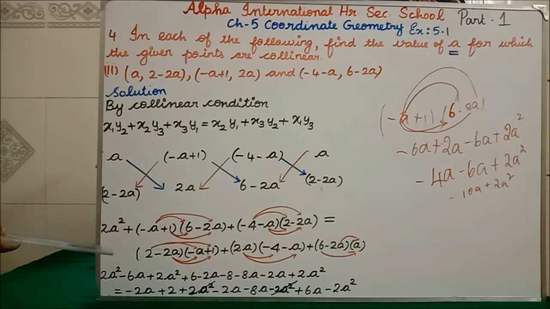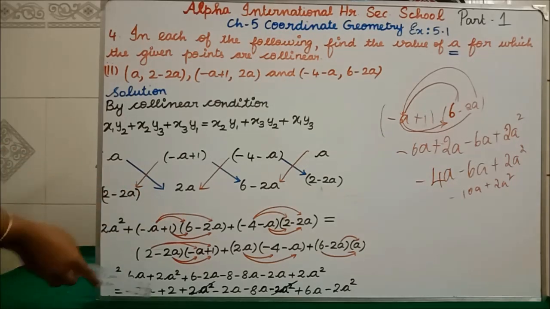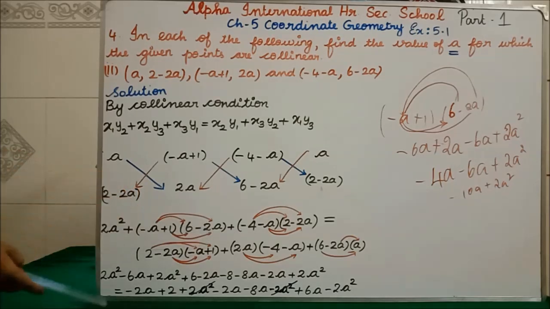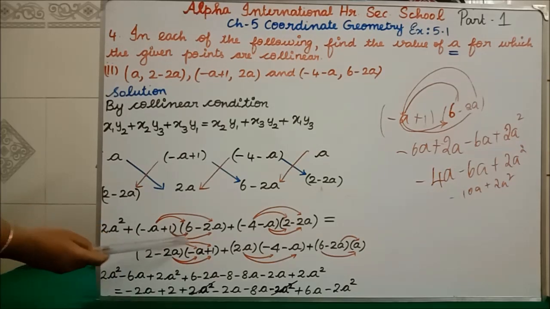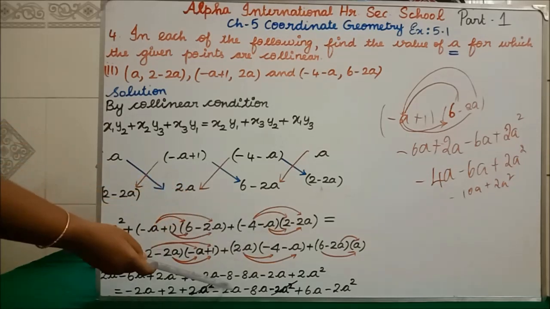See here 2a square I have written as such. Minus a into 6 is what? Minus 6a I have written. Minus a into minus 2a is what? Plus 2a square. 1 into 6 is what? 6. 1 into minus 2a is what? Minus 2a. Clear? Now the next minus 4 into 2 is what? Minus 8.